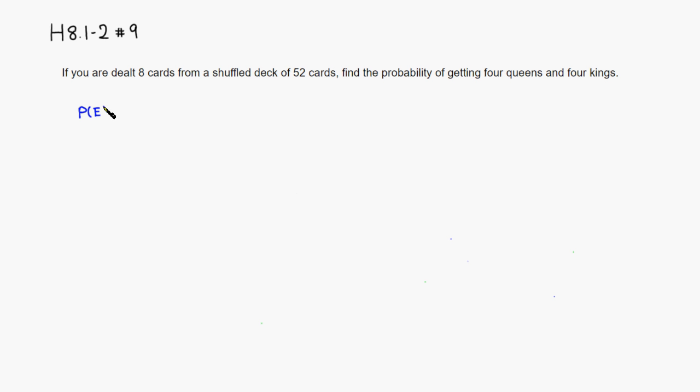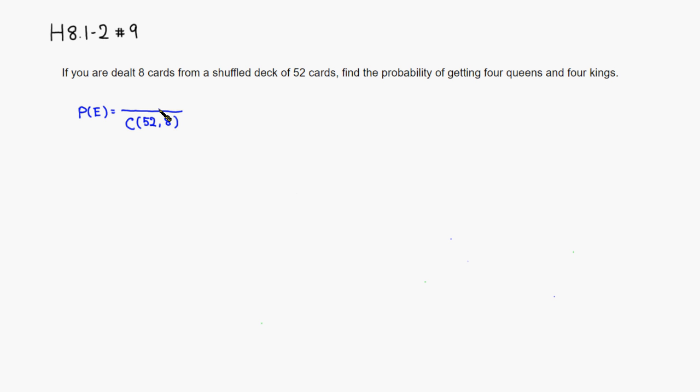Alright. So we have to find and count the number of ways to get 8 cards out of 52 cards. Since it's a poker hand, the order in which you get the cards does not matter, so it's going to be a combination. You have 52 cards to choose from, and we're going to have to choose 8 cards. So it's a combination 52, 8.